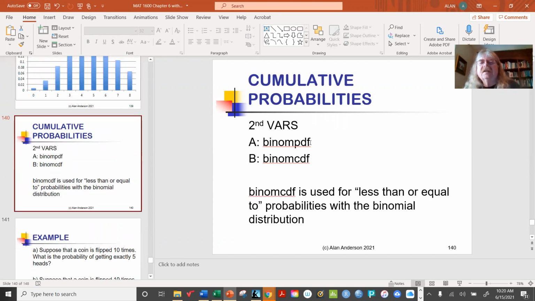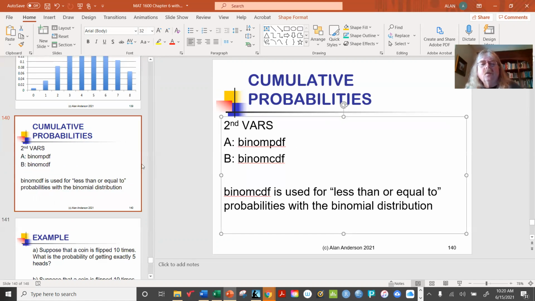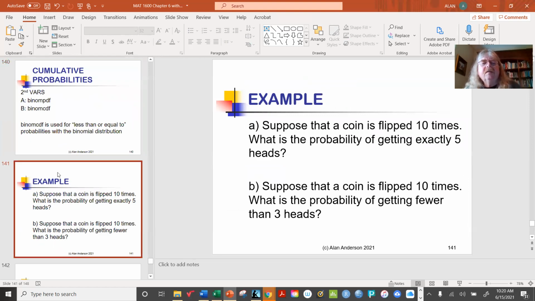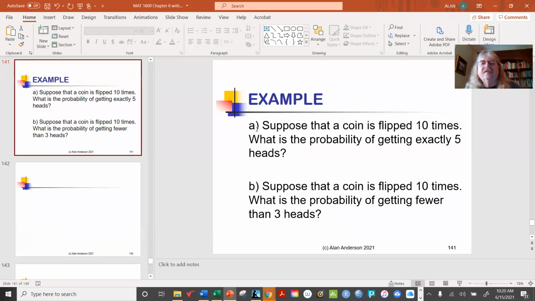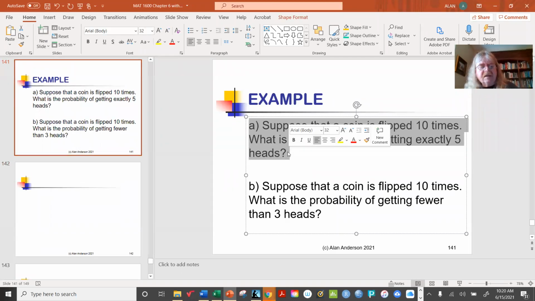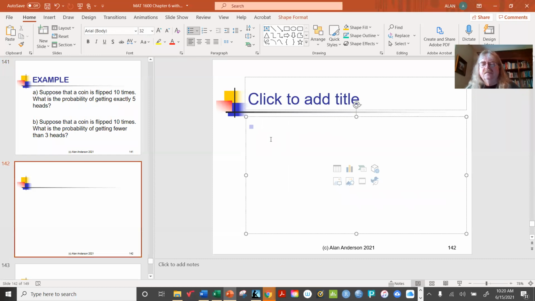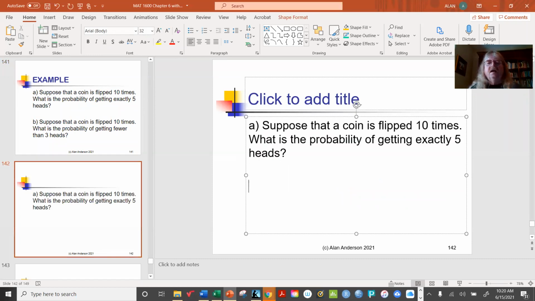Okay, so once again, we're going to do binomial first. We're used to using binom PDF. I want to introduce you to binom CDF just in case it turns out to be useful, which it will occasionally. So here in part A, we're going to use the regular binom PDF. This is exactly the same type of problem we've done up to this point. So we'll go to second VARS, and then we'll go to binom PDF, which is A.